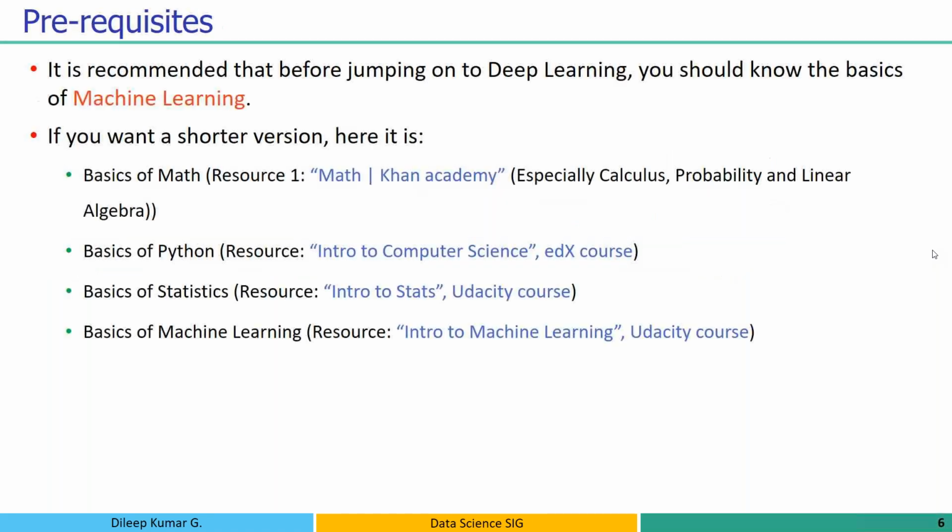The prerequisite to deep learning is machine learning. So you should have the basics of machine learning and some statistical parts. Mathematics is also important: Python, statistics, machine learning, and some mathematics. These things are important, and we already covered this. If you feel a shortage of knowledge in mathematics, you can refer to Khan Academy. You can find very good videos on YouTube.